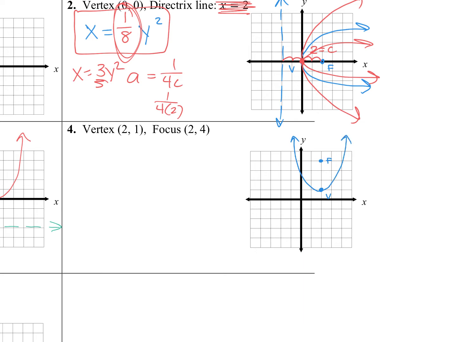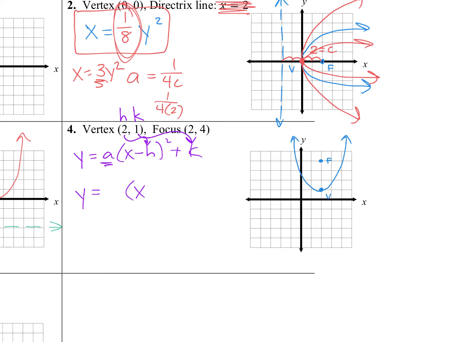X equals or y equals? This is y equals. If it opens up, it's y equals. So our general setup for the y equals is this one. Right? Well, your vertex is your h and your k. So this is going to go here, and this is going to go here. And we have to find our a. So I'm just going to set it up without the a for now.